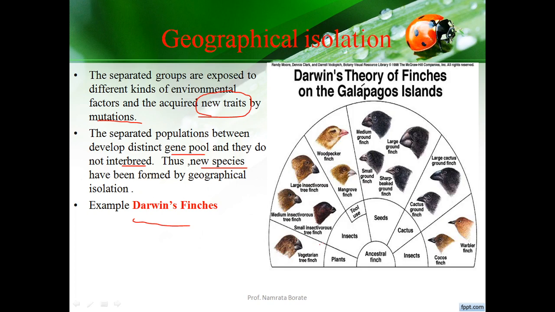When Darwin visited the 11 Galapagos Islands, he observed that vegetarian birds changed their habit into non-vegetarian birds.